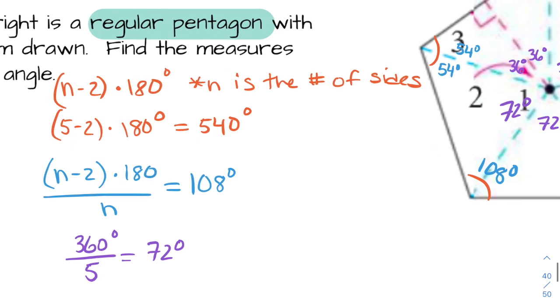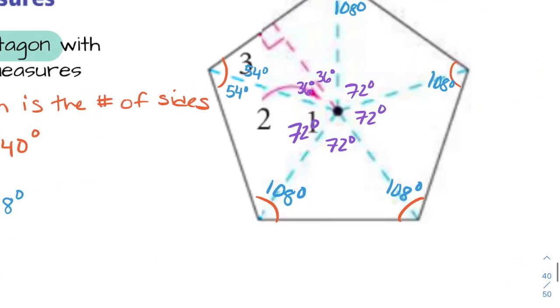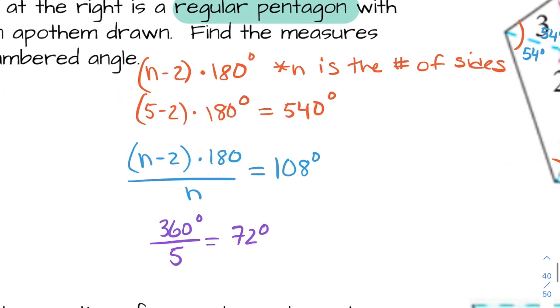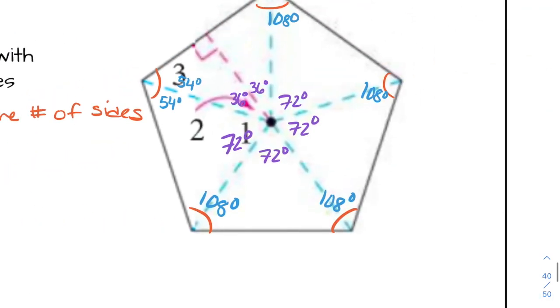Divide it, though, by the amount of sides, or in this case, triangles I have. So 5 sides, 5 angles. Divide it by the 5 sides, and we get 108. That means that this is 108, that's 108, that's 108, 108, and 108.